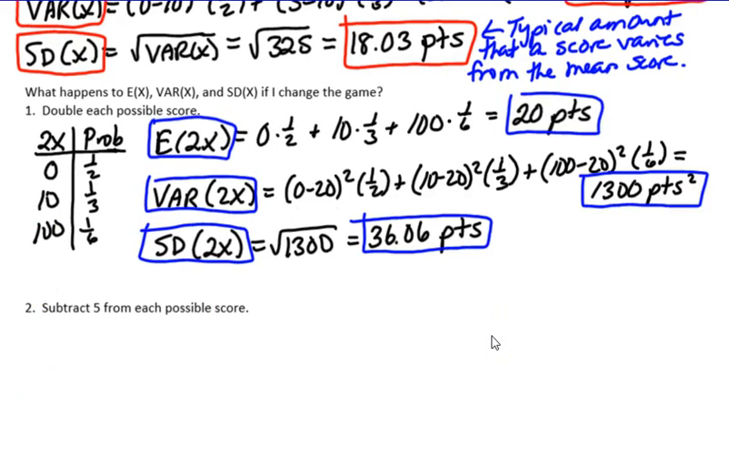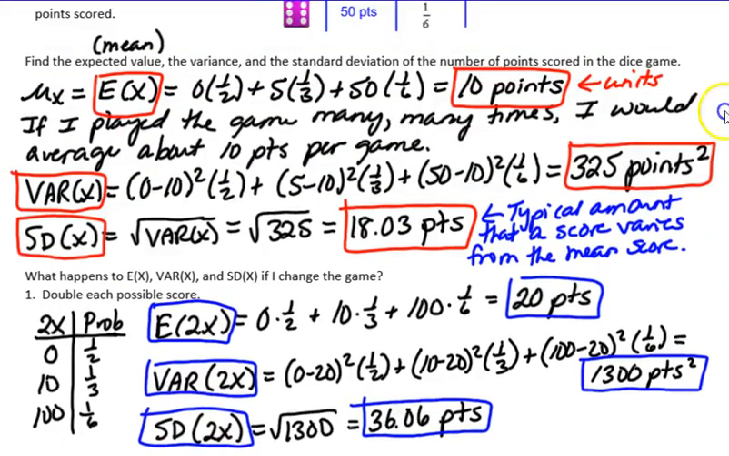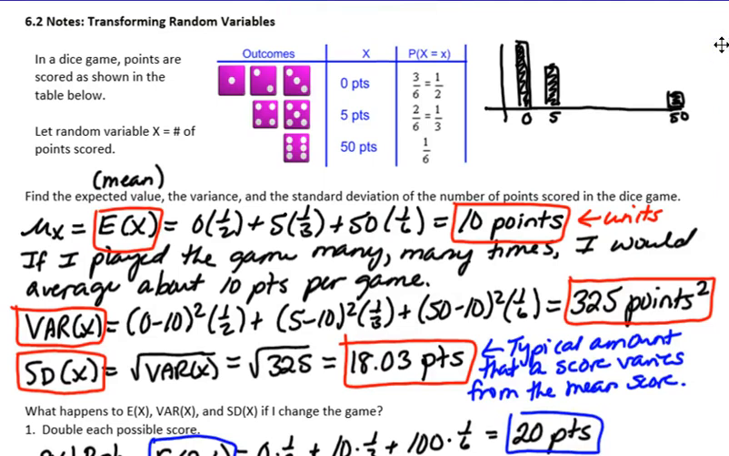When we calculate these three quantities, we find that the expected value of 2x is 20 points, which is twice as big as the expected value before, which makes sense. If I've doubled all my points, then my average should double. The standard deviation is also doubled, which should also make sense, because if you look at the original distribution here, the range of values from here to here is 50.